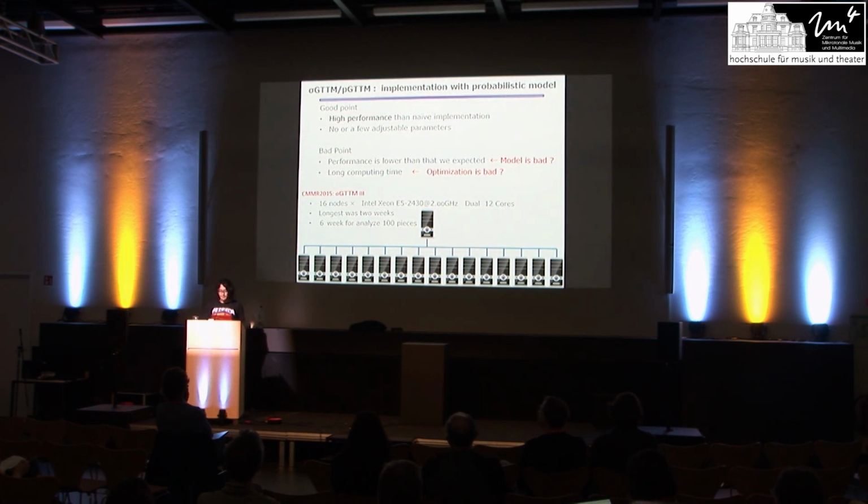Maybe the model is bad, and it needs long computing time. Maybe the optimizer is bad. For example, last year we made Sigma GTTM-III, and we prepared 16 nodes of a GPU machine. However, it takes 6 weeks to analyze 100 pieces.